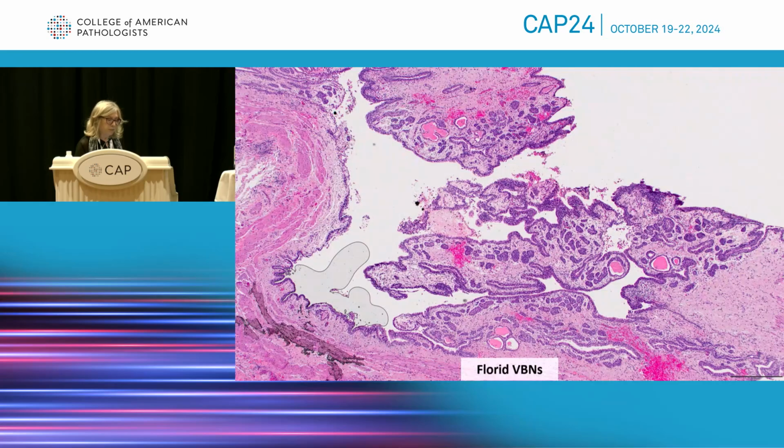These are examples of florid von Brunn's nest in the pelvis, renal pelvis, or calyces. As I said, at this location, they can be very florid, typically more than in the bladder. And so, especially at this location, they can be a pitfall.